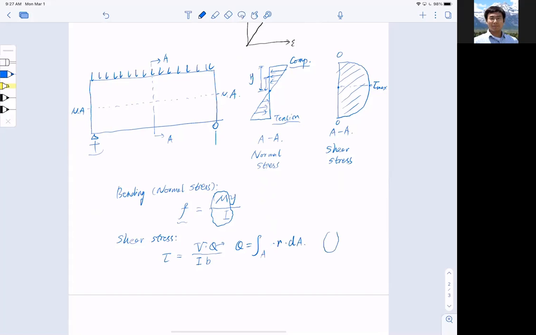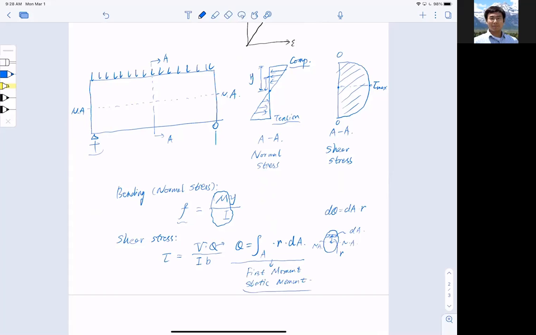If I have a potato, and this is the neutral axis, and I have a strip of dA here. Now dq equals dA multiplied by this distance, which is r. Hence if I want to get Q, I need to do the integral, and this is what it is. This is called the first moment or static moment. It's basically area multiplied by distance.